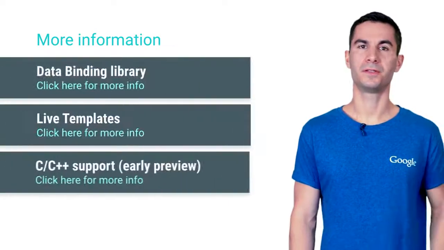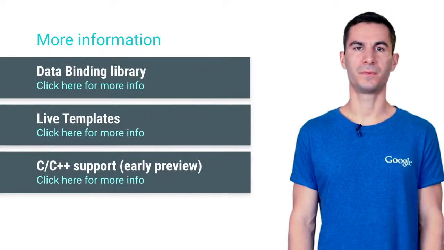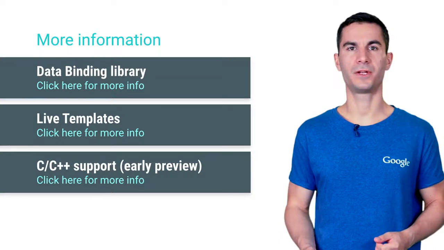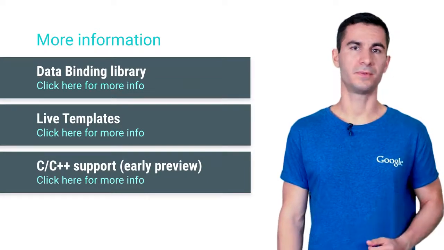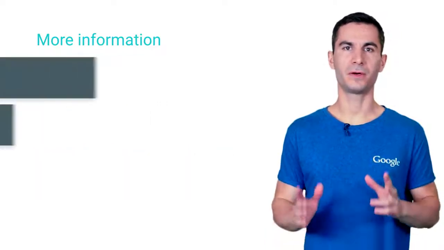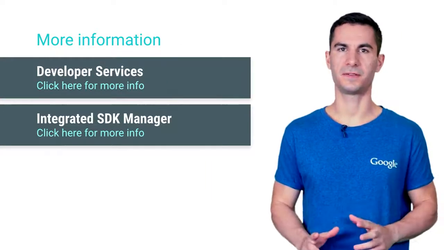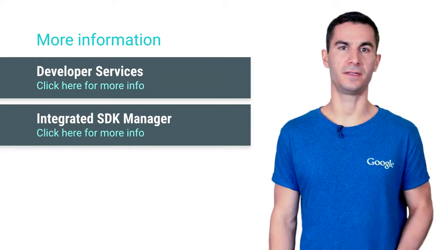There are many more new features in Android Studio 1.3. Integration with the data binding library, adding developer services from the project structure dialog, live code templates, and finally, a preview of the upcoming C++ editing and NDK support in the IDE.